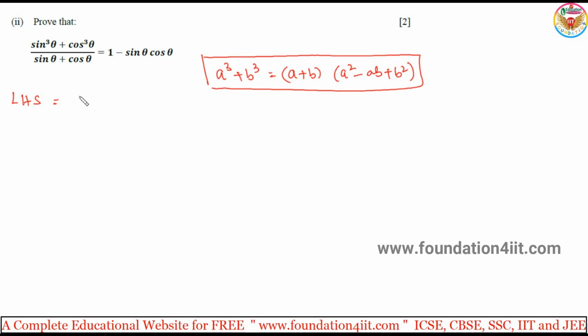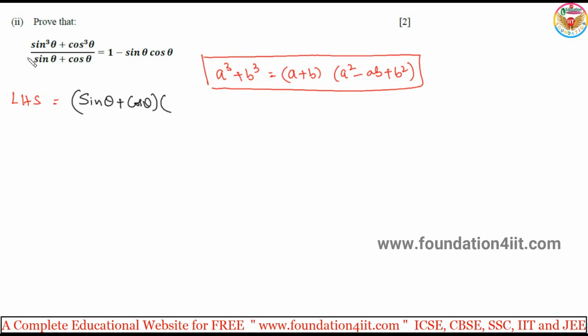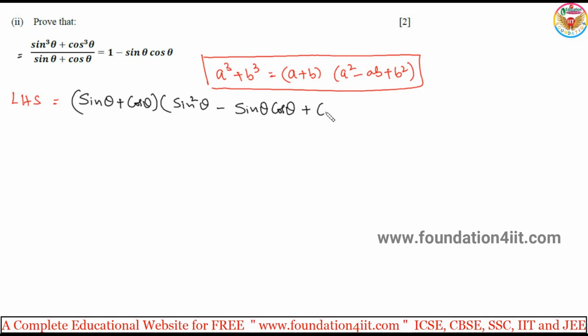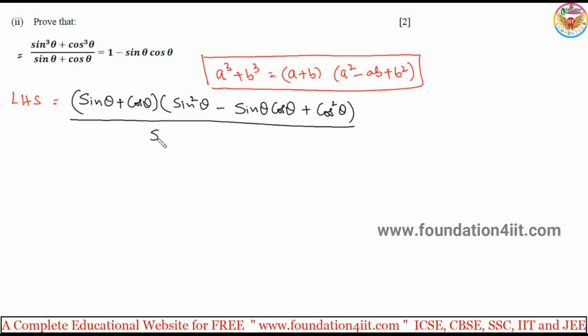Now here is the LHS, sine cube plus cos cube. That means (sine theta plus cos theta) in the bracket, into sine square theta minus sine theta into cos theta plus cos square theta. This is the formula for A cube plus B cube. So sine cube plus cos cube is (sine plus cos) into (sine square minus sine into cos plus cos square) theta. Divided by the denominator, sine theta plus cos theta, as it is. Right? We can cancel this.